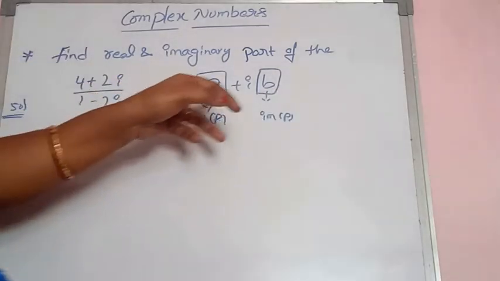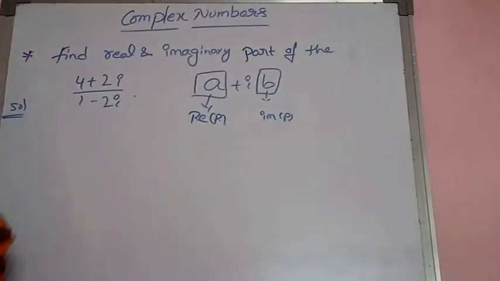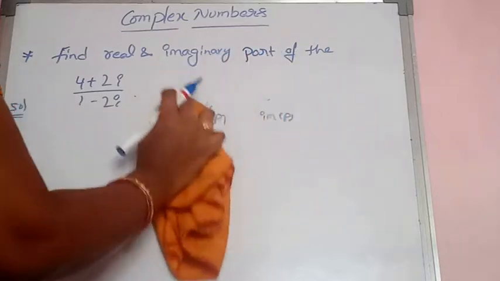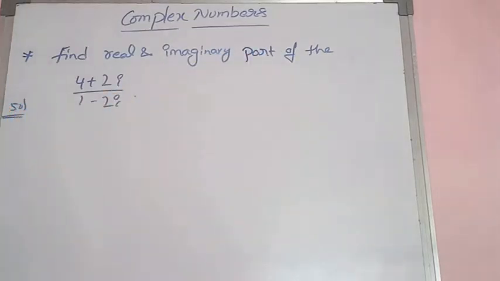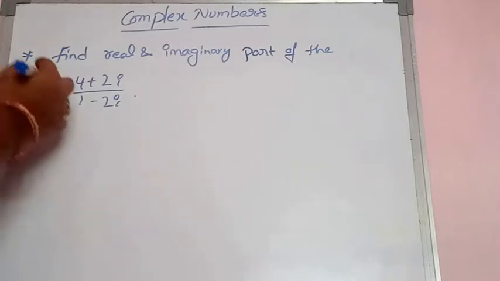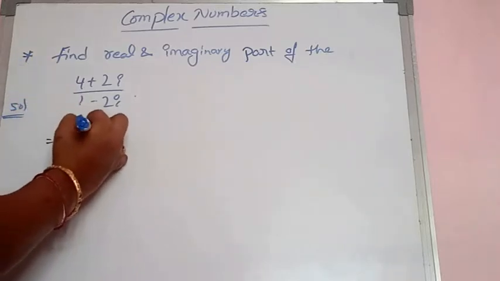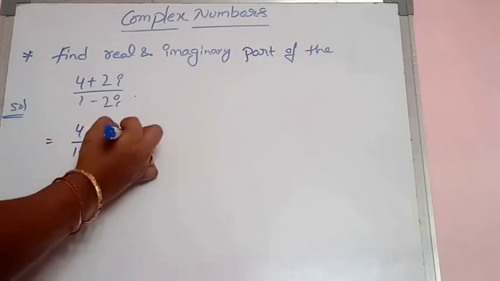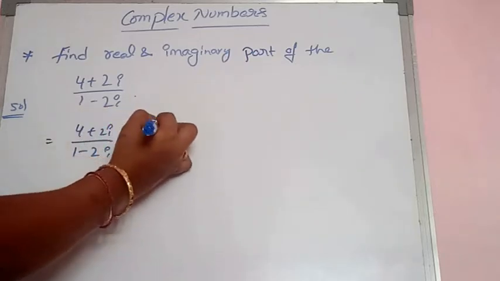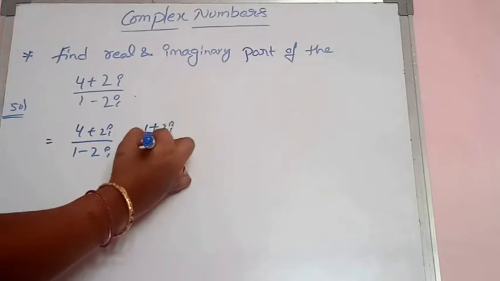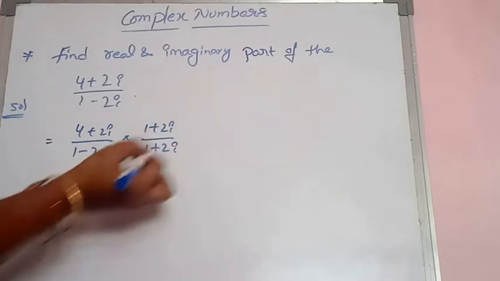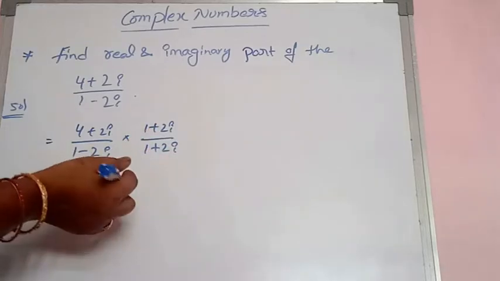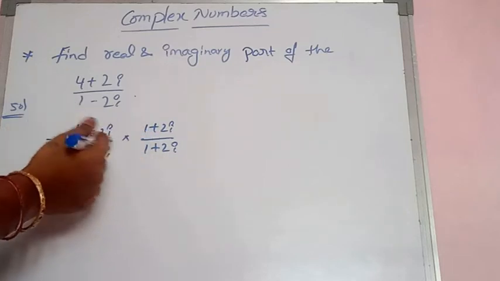So we have to calculate this. We already know that if the denominator is a complex number, then we have to multiply by the conjugate of that complex number. So (4 plus 2i) by (1 minus 2i). Here 1 minus 2i is the denominator, so multiply by (1 plus 2i) by (1 plus 2i). This is also known as rationalization.